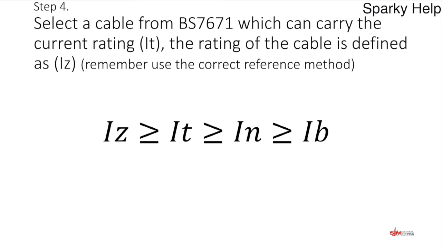So IB is what you start with. You then select the fuse based on IB, which has to be equal to or bigger. IT is what we calculate if you need to calculate it, and that has to be greater than or equal to IN, the fuse size. And then finally, the cable rating itself has to be equal to or bigger than IT is your final selection point. So that's in the regulations, and that comes from chapter 43 in BS7671, where it refers to all of this regards to cable calculations.